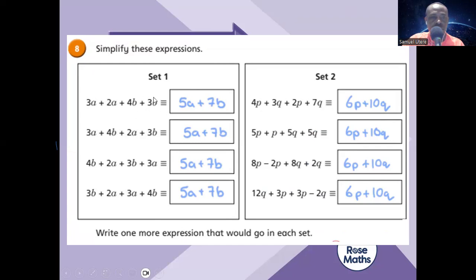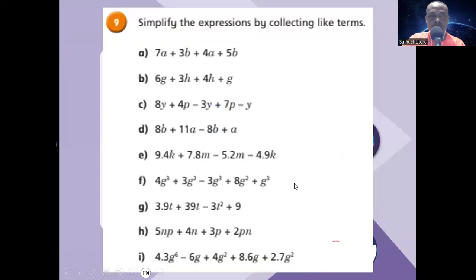The 4b to the 3b. That's why we have 7b. And that's what we've done across all the way here. You only collect like terms and simplify them. Okay, here is question 9. Pause the video and do question 9 in 5 minutes.